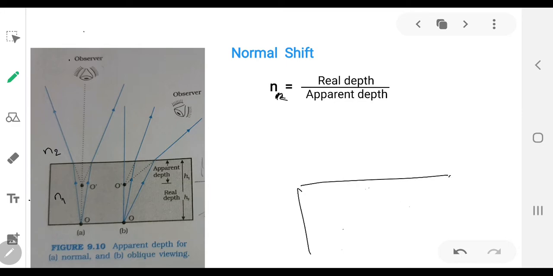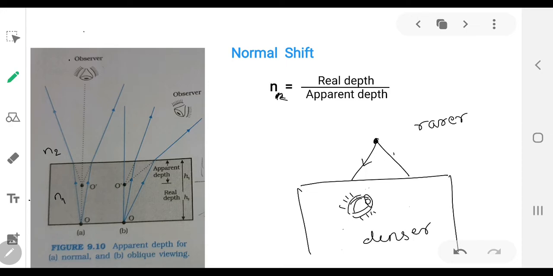Here we are considering the denser medium where the observer is, and here is the object in the rarer medium. The light rays travel from the object and meet the interface. As the light is traveling from rarer to denser, it has to move towards the normal. So the observer can see the refracted rays.